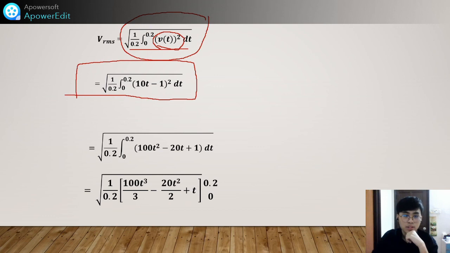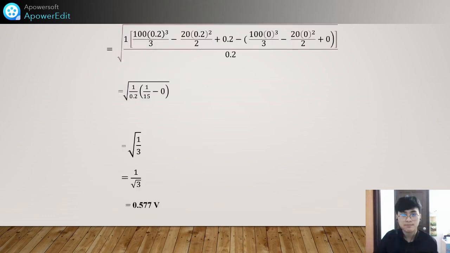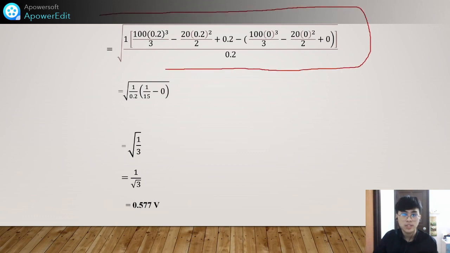After that, we expand 10t minus 1 times 10t minus 1. Then we do the integration. Then we substitute 0.2 and 0 into the variable, and we get this equation. After that, we get the value 1 over square root 3, which is also 0.577 volts. So 0.577 volts is the root mean square value for the sawtooth graph just now.